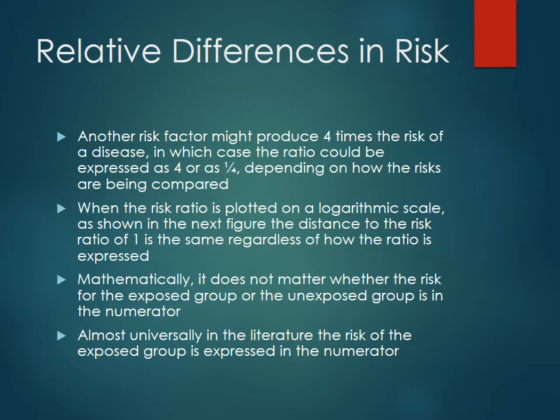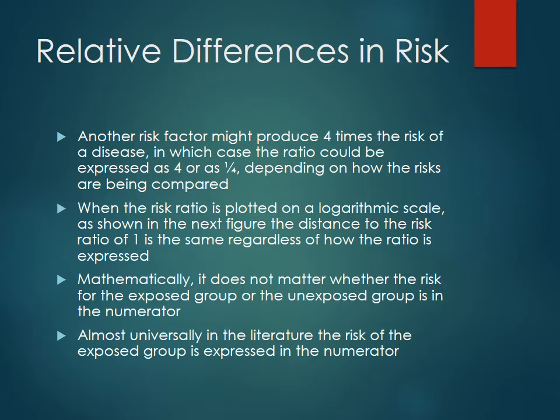Another risk factor might produce, say, 4 times the risk of disease, in which case the ratio could be expressed as either 4 or, say, a quarter, depending on how the risks are being compared. So just make sure to keep those straight. And then when the risk ratio is being plotted on a logarithmic scale, we'll show you that in the next figure, the distance to the risk ratio of 1 should be the same regardless of how the ratio is being expressed. I'll show you what that looks like in just a minute to make a little bit better sense of that. So mathematically, it doesn't matter whether the risk for the exposed group or for the unexposed group is in the numerator, but universally, you're going to see in the literature that the risk of the exposed group is expressed in the numerator.